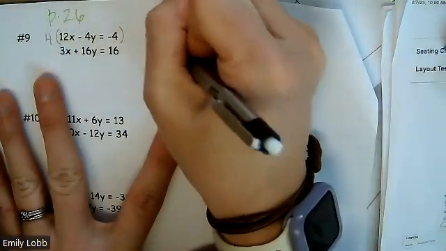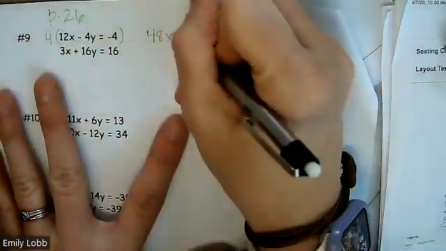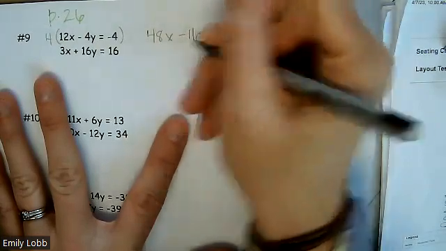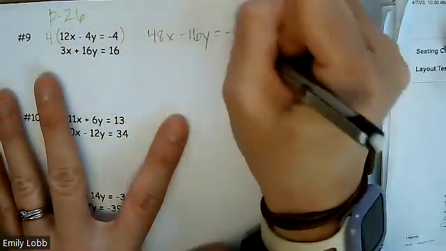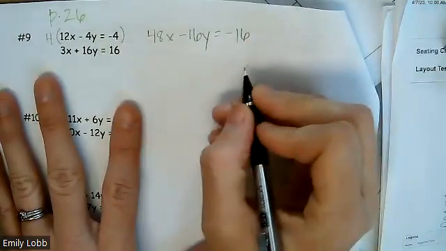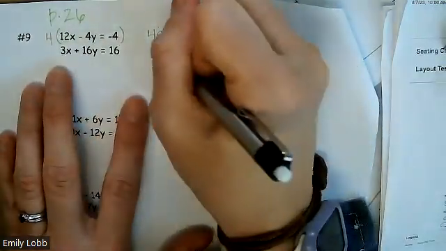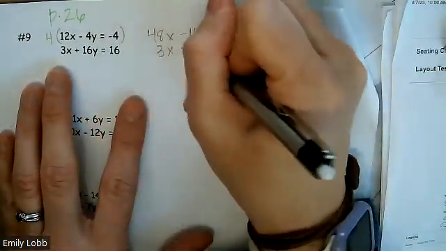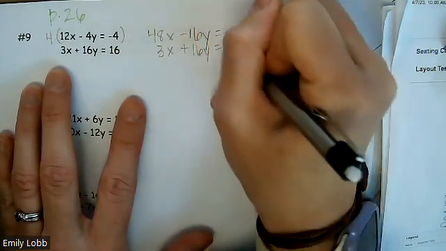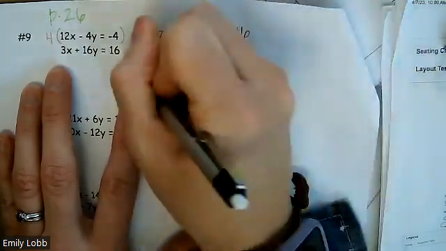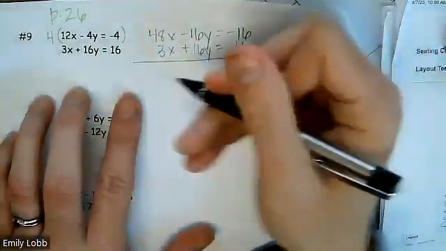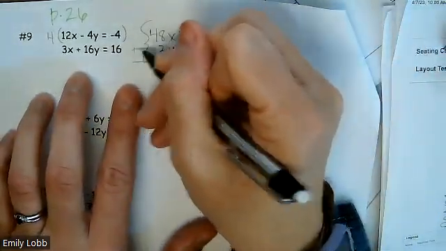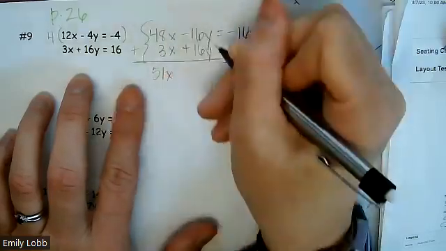So remember, you have to multiply it by everything. 4 times 12x is 48x. 4 times -4y is -16y. And 4 times -4 is -16. Don't forget your equal sign in there. Then I'm just copying down the second equation below there. So now I'm going to add these up, right? 48 and 3 is 51x.